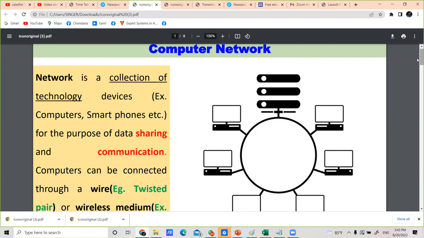The first one is sharing information. The other one is communication. These are the two main reasons why we established the computer network. Right? The first one, sharing. Sharing data or resources actually.